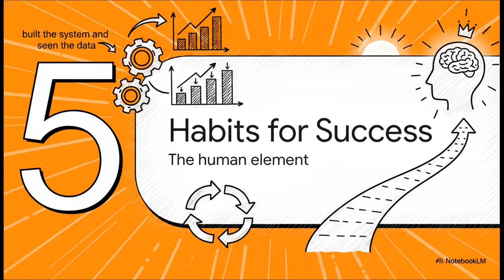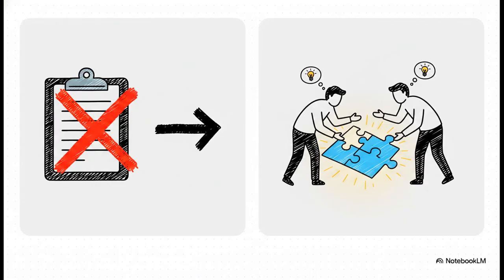Let's look at Section 5, Habits for Long-Term Success. The human element. We've built the system, we've seen the data. But this forever phase, that depends entirely on human behavior and leadership. To really sustain 5S over years, not just a couple of weeks, management has to ditch the old mindset.